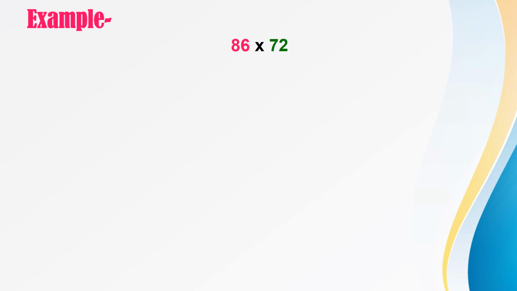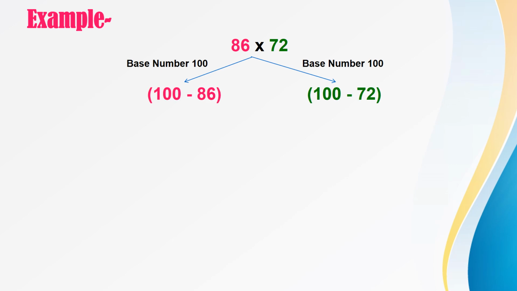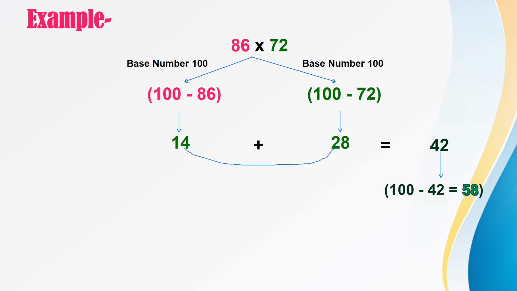Suppose you want to do 86 into 72. So, let's follow the steps of the technique, that is 100 minus 86, which is equal to 14, and 100 minus 72, which is equal to 28. Now, you add 14 and 28, which gives 42, and then subtract that from 100 to get the value 58. But the problem arises when you have to multiply 14 into 28 in your head.